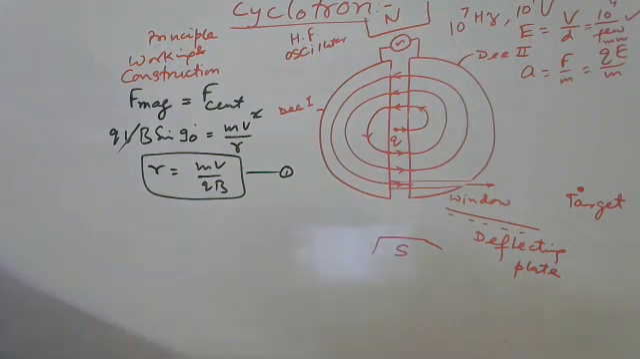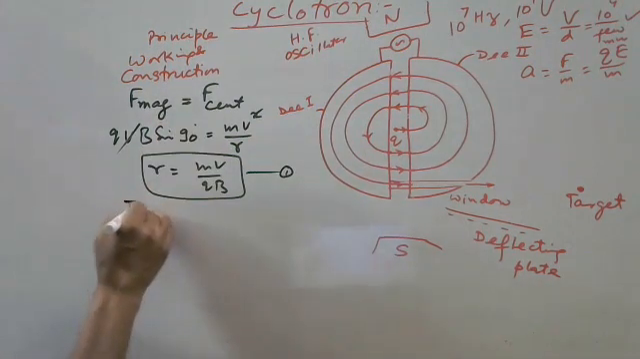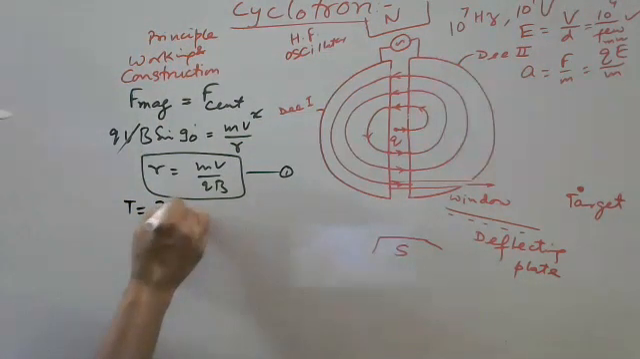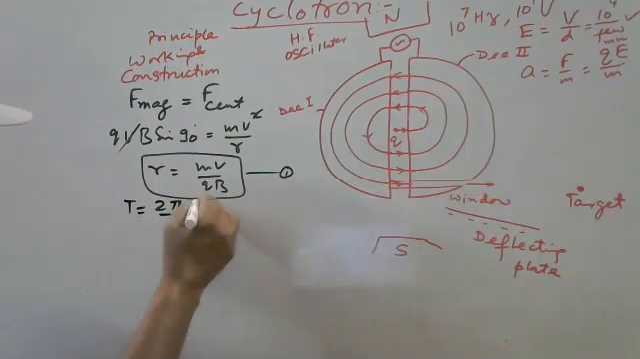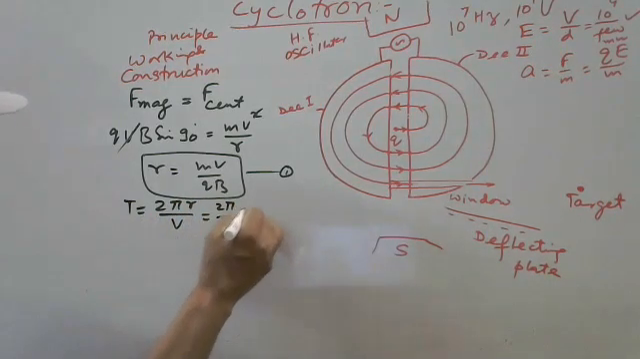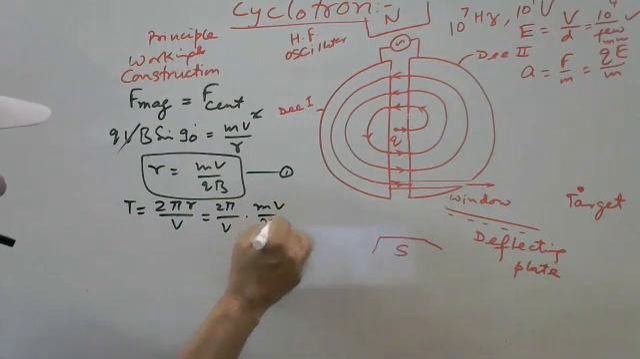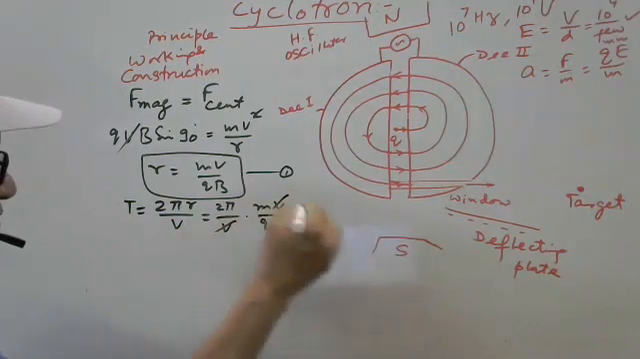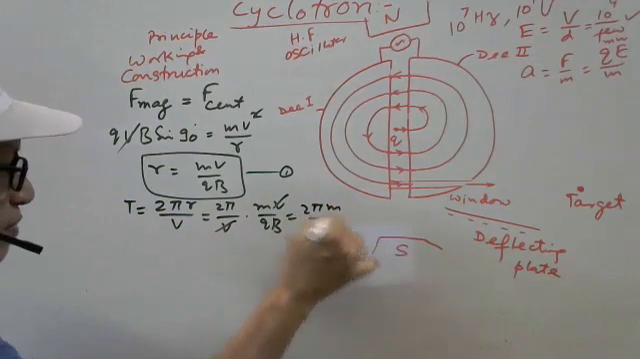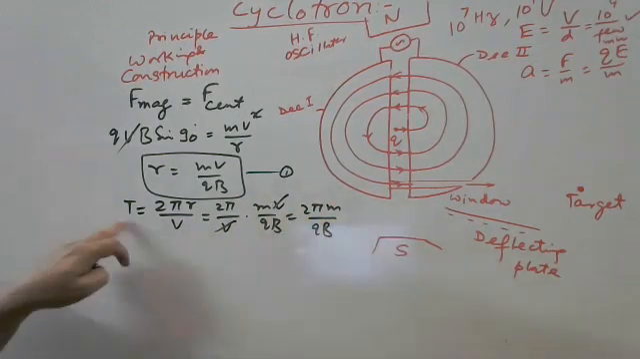Okay, and what is the time period? Time period is given by distance divided by speed. Putting the value of r here, mv upon qB, we cancel out now. It will be 2 pi m upon qB. This is the time period.